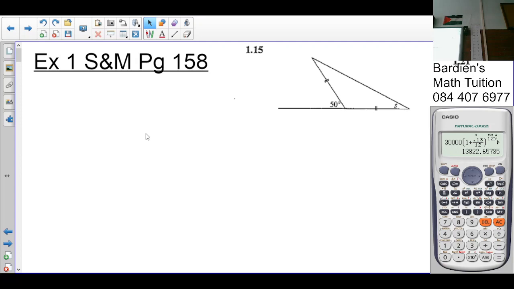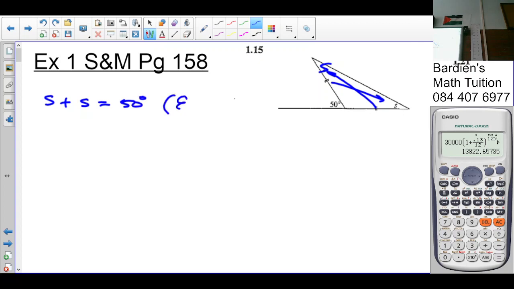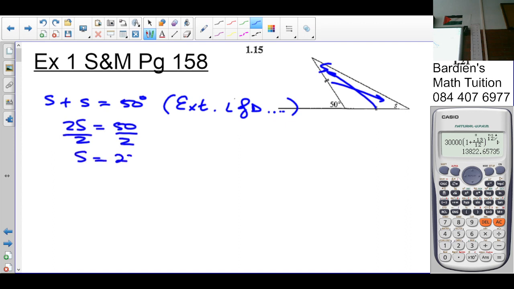So what can we say here? This angle is what? Yes. So what can I say now? S plus S equals 50 degrees. Why? Exterior angle of triangle equals the sum of the two interior opposites. S plus S, 2S equals 50, divided by 2, so S is 25 degrees. Yes?